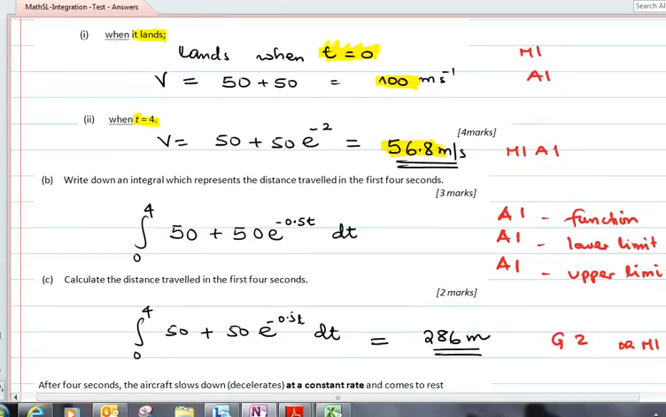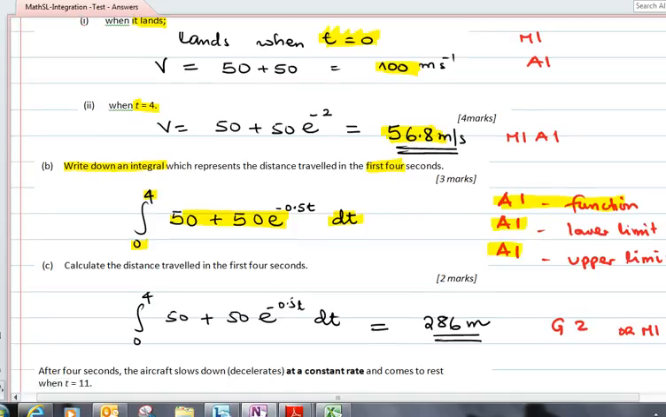Now the next part of the question is simply write down an integral. It didn't say anything about calculate this, so simply write down the integral. And that integral is obviously the velocity with respect to time from t equals 0 to t equals 4, because it is the first 4 seconds after landing. So you get 1 mark for the correct function, and that could be perfectly okay if you just write it as v of t, and then 1 mark for the lower limit and 1 mark for the upper limit.